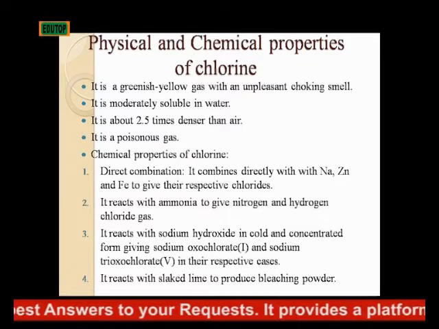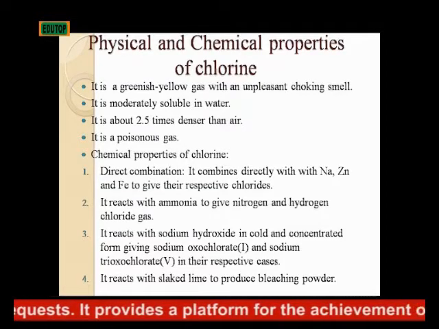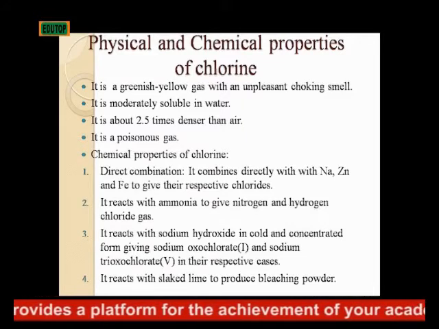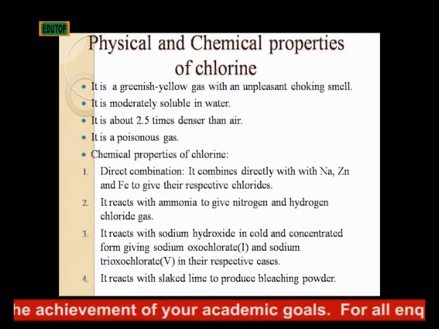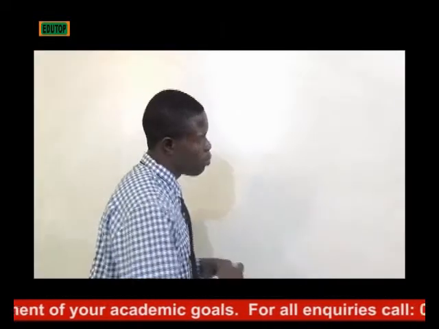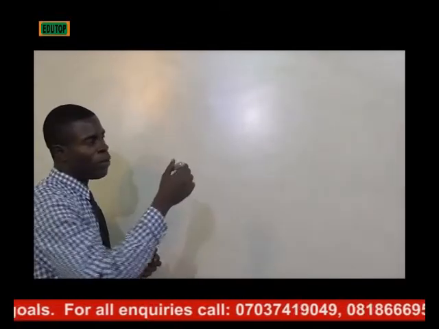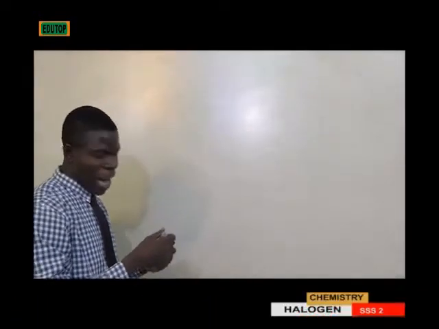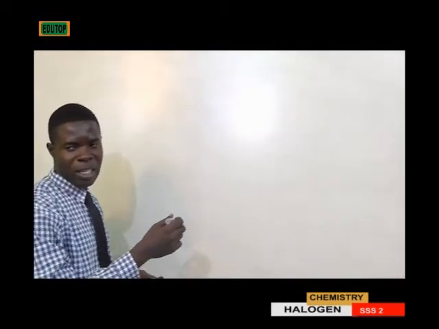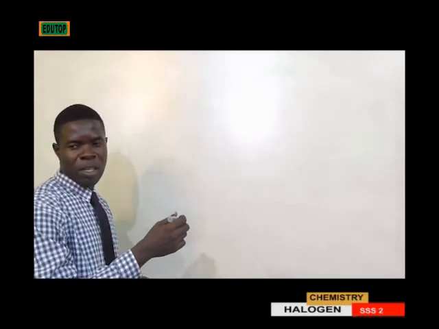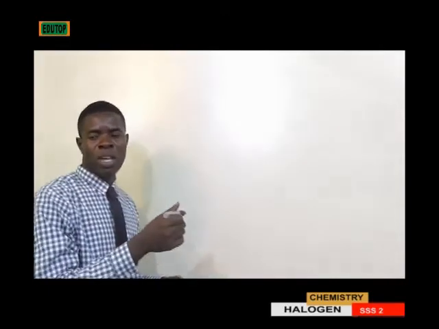3. It reacts with sodium hydroxide, in cold dilute and hot concentrated form, giving sodium oxochlorate(I) and sodium trioxochlorate(V) in their respective cases. This reaction is very important and must be noted because most questions try to test the strength of the student based on this reaction. In this reaction, we are talking about sodium hydroxide in cold and in concentrated form, giving sodium oxochlorate(I) and sodium trioxochlorate(V).